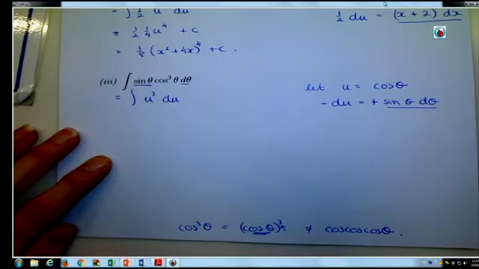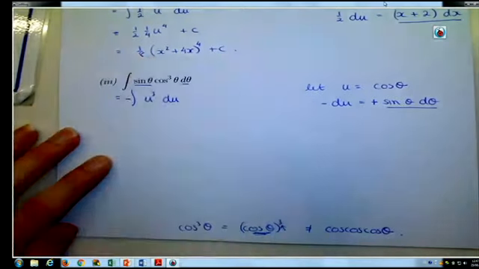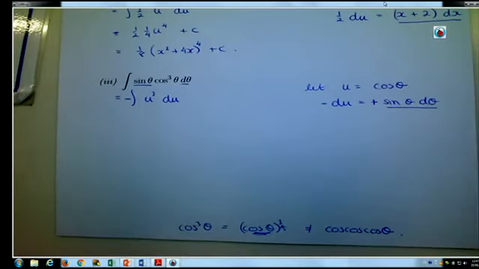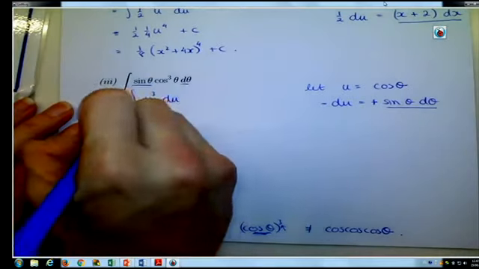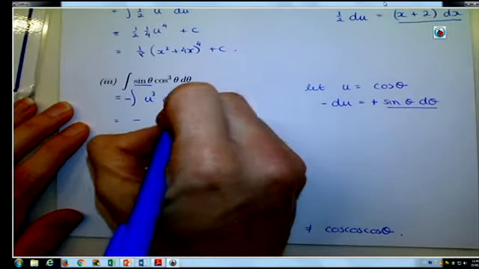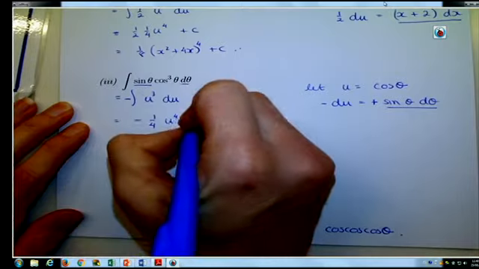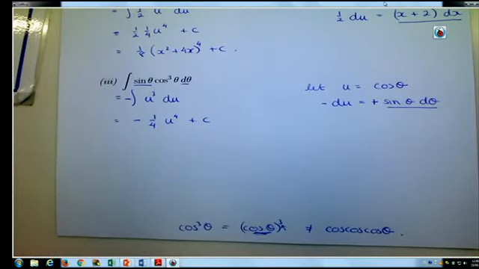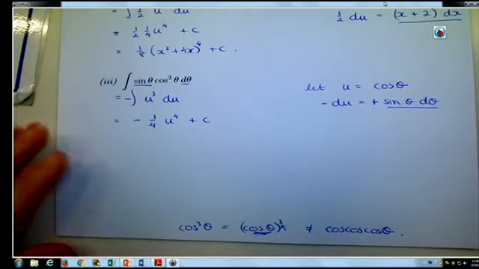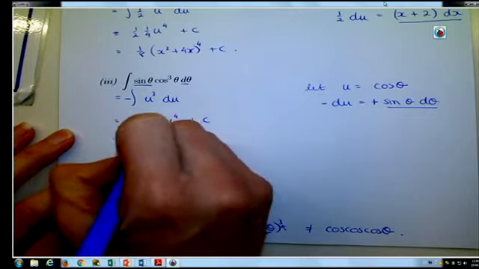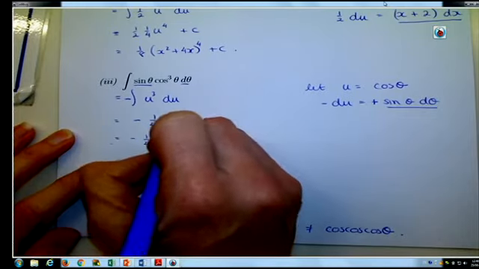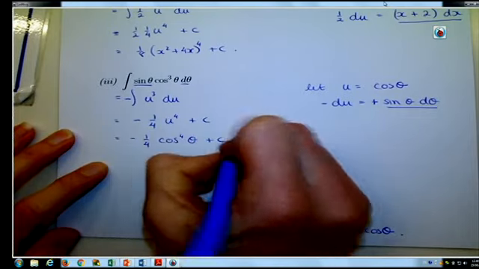Doesn't have to be minus for u? Ah, yes, it does, thank you. And the minus can come through the integral sign, right? Because it's just a constant. So like a minus 1. Okay, so integrate this and you get u to the 4 with a quarter out the front plus c, which is minus a quarter cos to the 4 theta plus c.